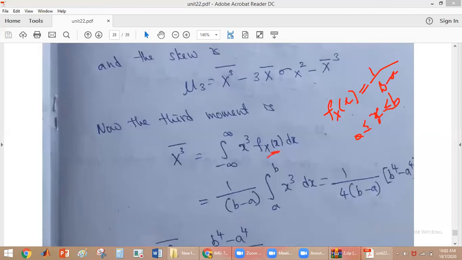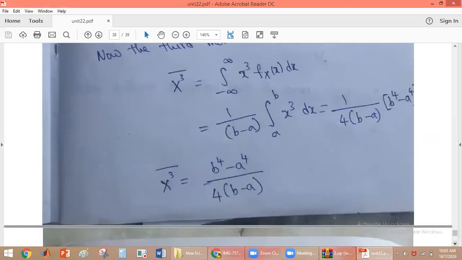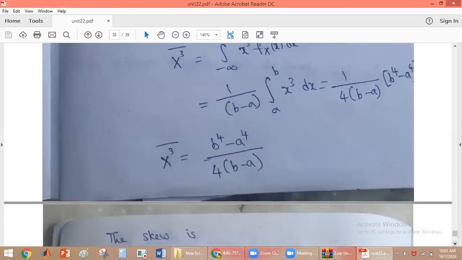Now if you substitute the limits, what will we get? We'll get b power 4 minus a power 4 divided by 4 into b minus a. This is the relation we get for x cube bar. What is x cube bar? It is b power 4 minus a power 4 divided by 4 into b minus a. Okay, that is x cube bar.